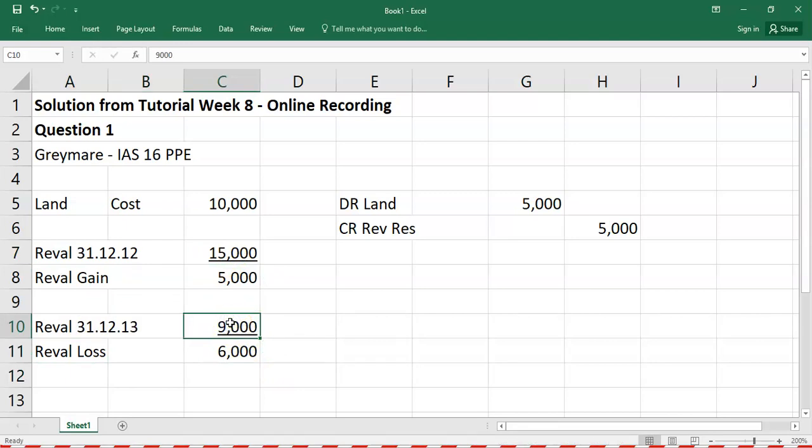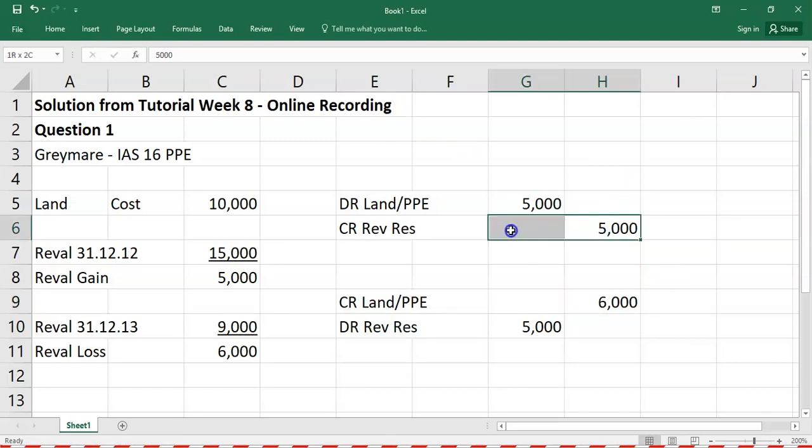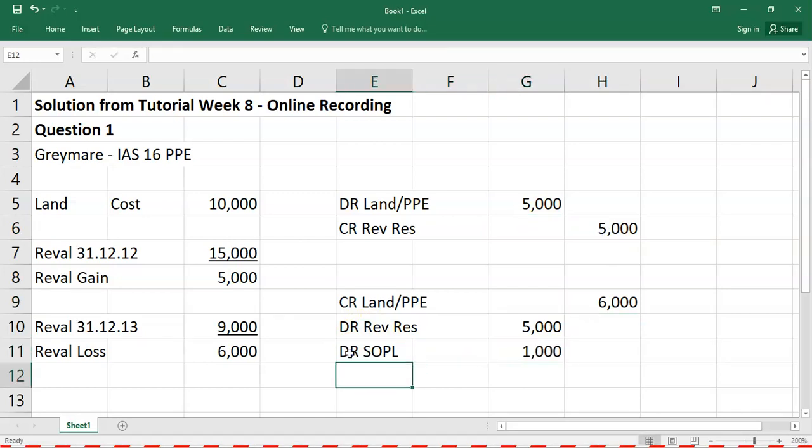So 6,000 revaluation loss. But remember, this is now a second, subsequent revaluation, and you had a previous revaluation that was upwards. So we know under IAS 16, you're going to credit land, simply 6, because of course we credit PPE, so PPE is fine as well, because technically it's part of the property as well. Then you're going to debit the revaluation reserve, the 5, because of course you had a previous revaluation upwards, that is wiped out first, and the remaining 1 goes to the P&L. So that's when you have a subsequent revaluation, first one upwards, second one downwards.